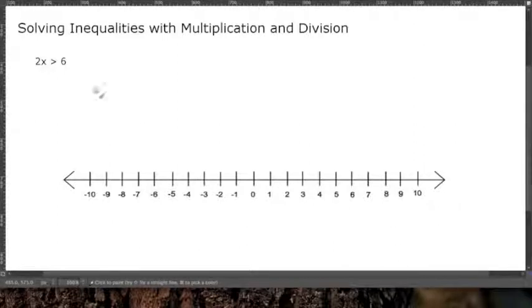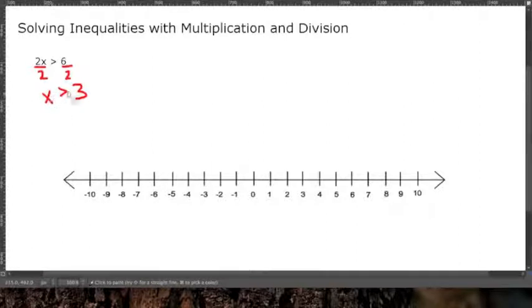Say that we have 2x is greater than 6. Well, just like you would a linear equation, we're going to try to get this x all by itself, so we're going to divide by 2. Whatever we do to the left side, we have to do to the right side. So we're going to get that x is greater than 6 divided by 2, which is just 3.